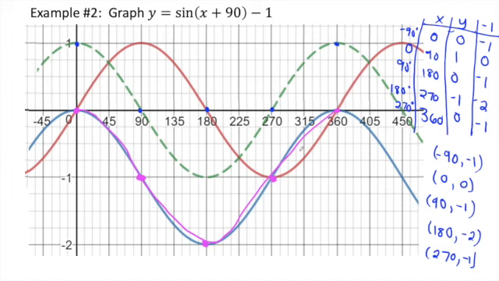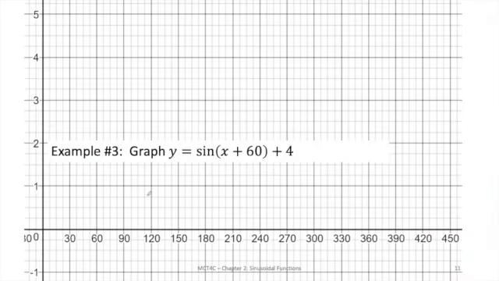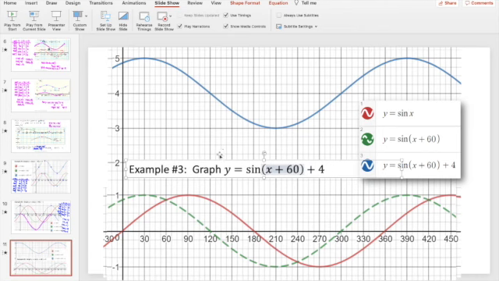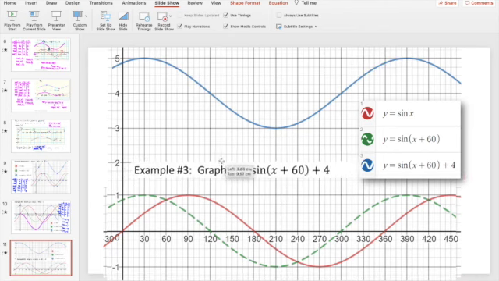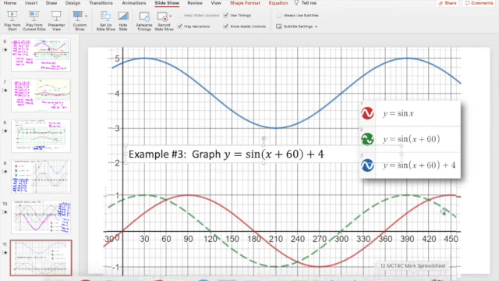Okay, then one more example. Ooh. I don't know why that went in the middle there, sorry. Oh, because of where the graph is. Okay, we'll just keep it there.